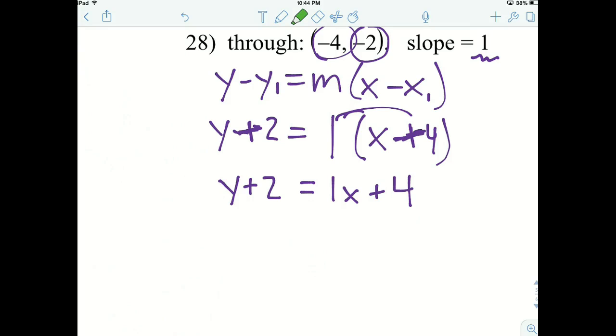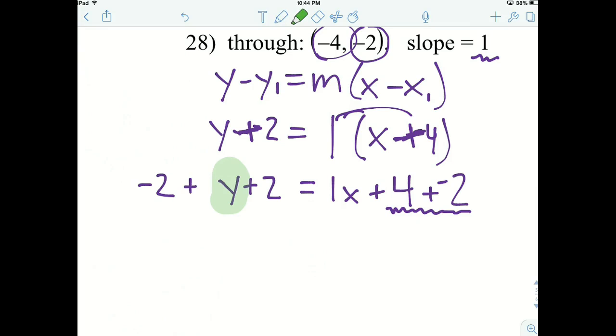Last step, my goal this whole time was to get y alone. So I need to undo that positive 2 that's being added by adding a negative 2. And when I do that, I have like terms over on the right side.